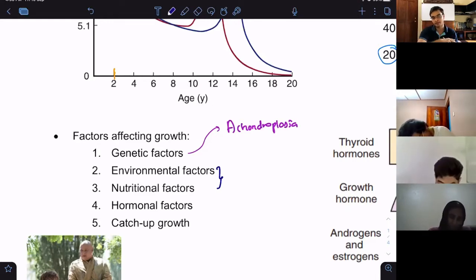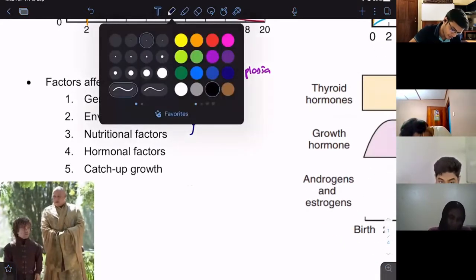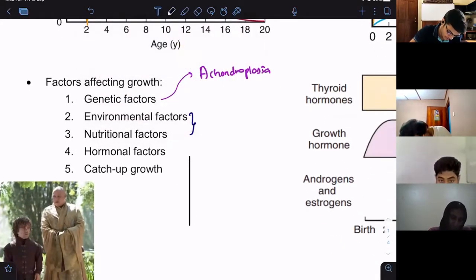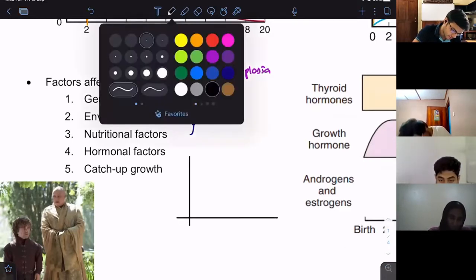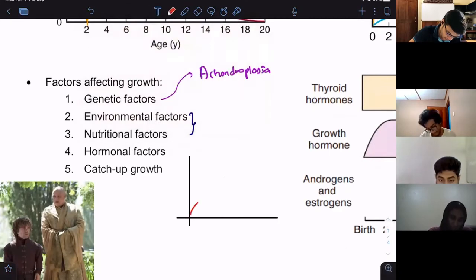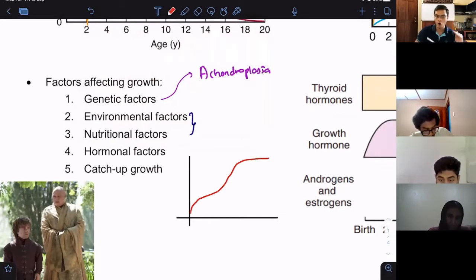Go to point number 5, catch-up growth. This is what we were talking about, guys. Let's draw a graph. Again, we will draw our normal height for age curve. It looks something like this. This is a normal child's height for age curve.